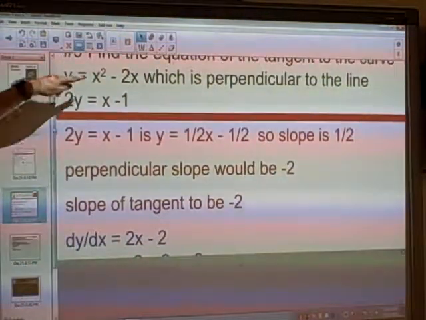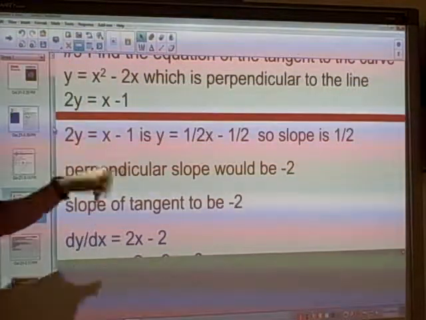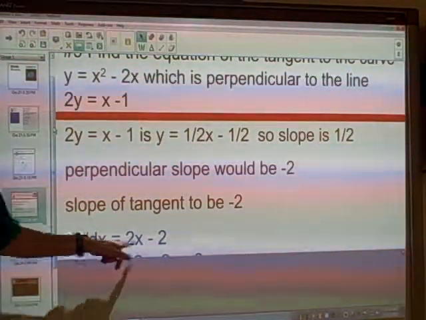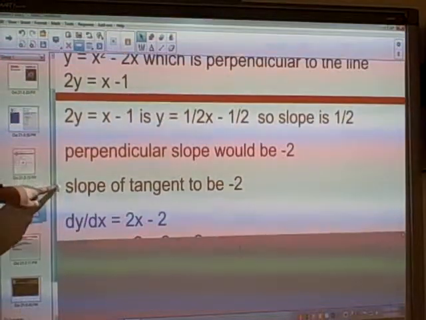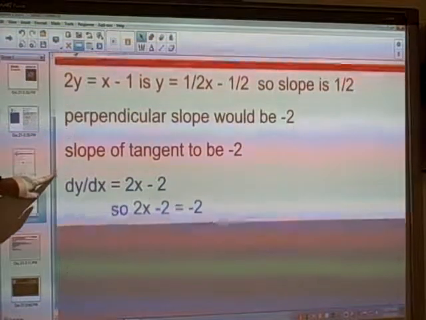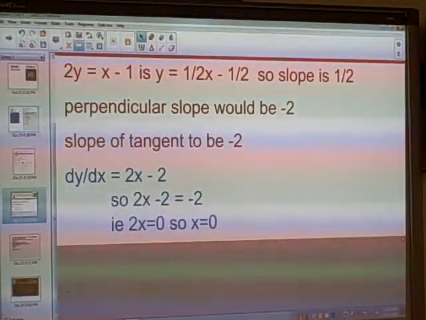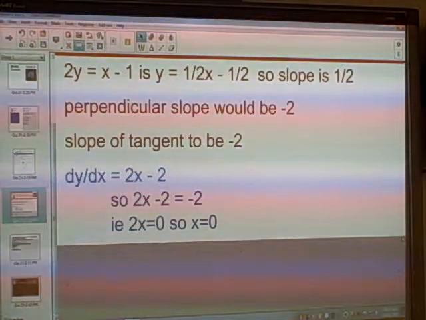So dy by dx, bring the power to the front, decrease the power by 1, 2x. Differential of -2x is just -2. And we want that to equal -2. And then if we solve this equation, we get 2x equals 0. So in other words, x equals 0.